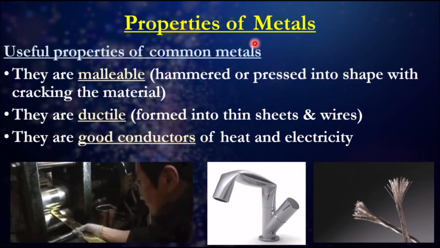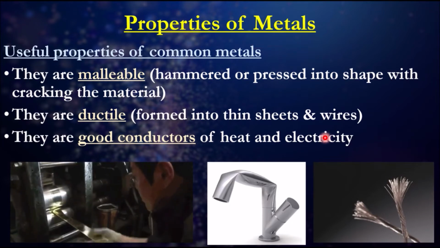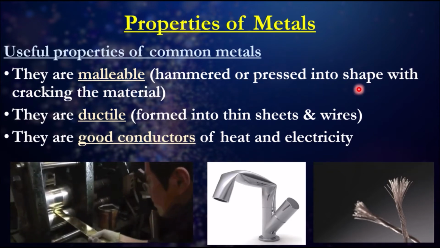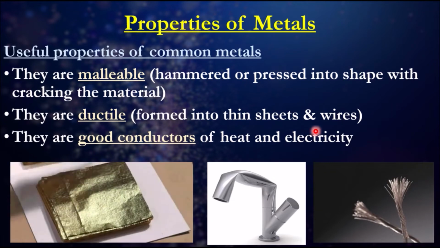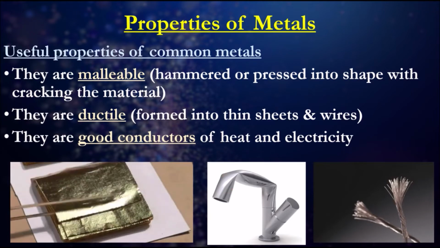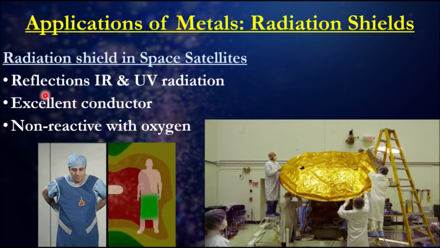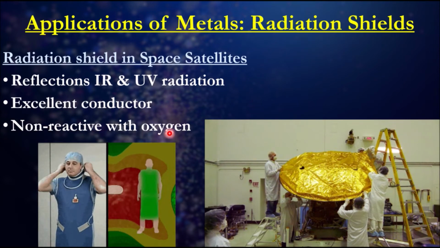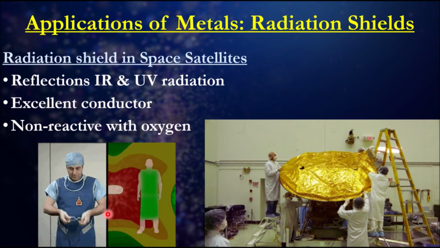Okay, back on topic. We'll look firstly at what properties there are about metals, and then at the applications. Firstly, metals are malleable, so you can hammer or compress them into a particular shape without cracking. They are ductile, so they can be made into really thin sheets, and they're good conductors of heat and electricity. One of the applications is radiation shields. It's really good at reflecting infrared or UV radiation, and it's non-reactive with oxygen. So it's used as radiation shields for satellites and for medical imagery.